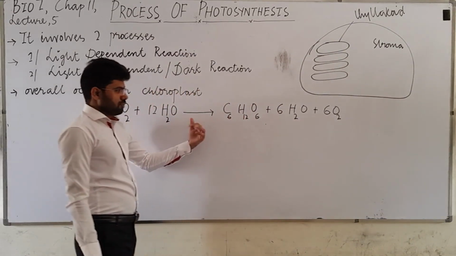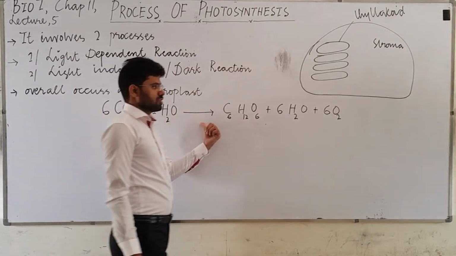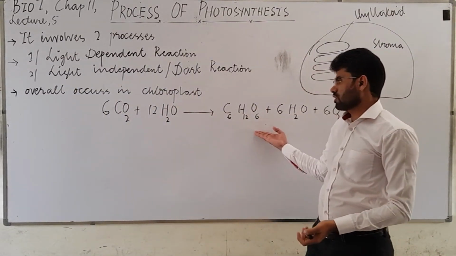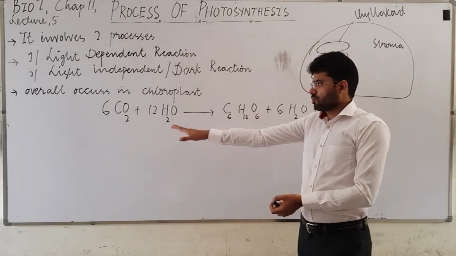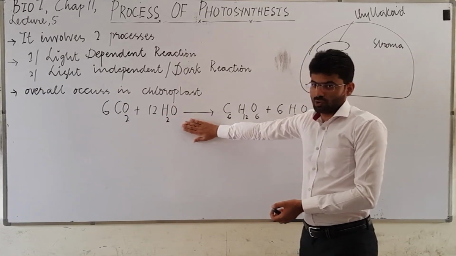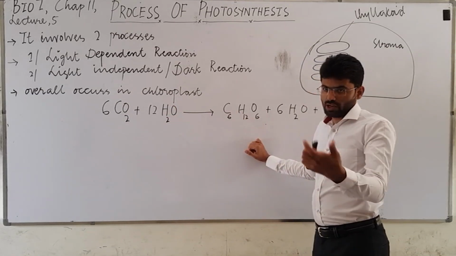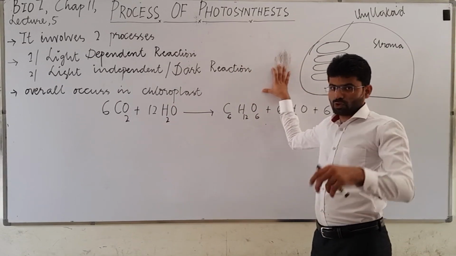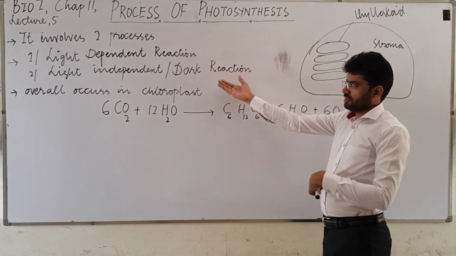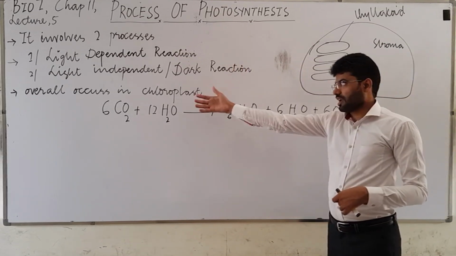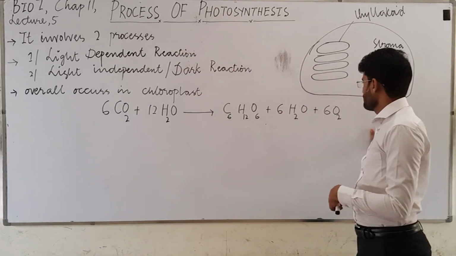So I repeat, if you look into the equation of photosynthesis, you will not find any names like light reaction and dark reaction. You will simply see that there are carbon dioxide and water molecules, and it is producing a glucose molecule. So this is it with the process of photosynthesis. Now we will discuss the light reaction, or the light dependent reaction, in detail.